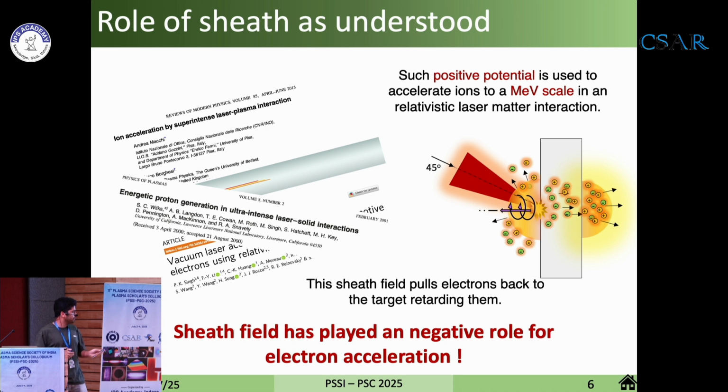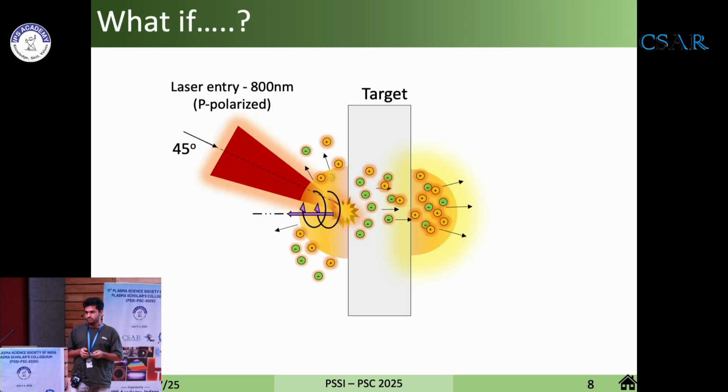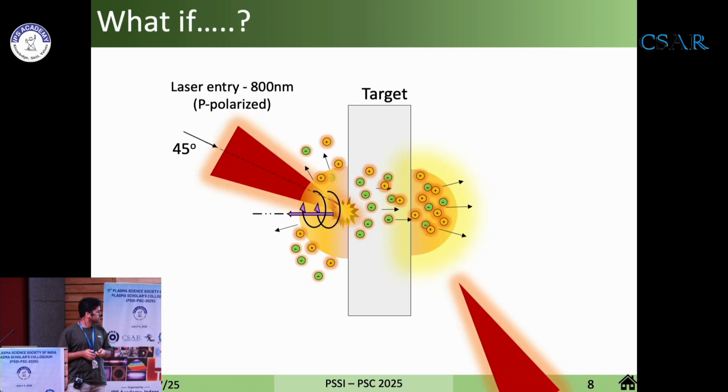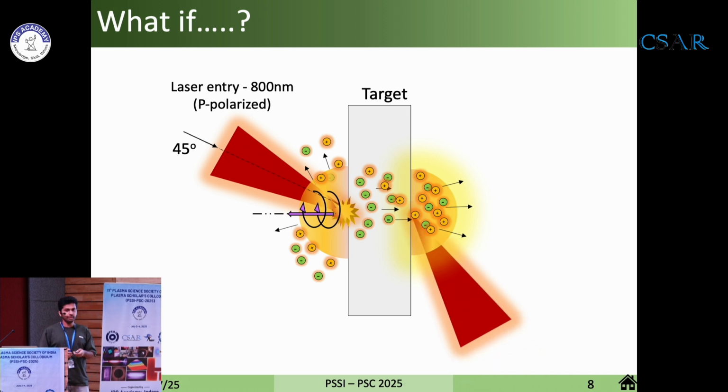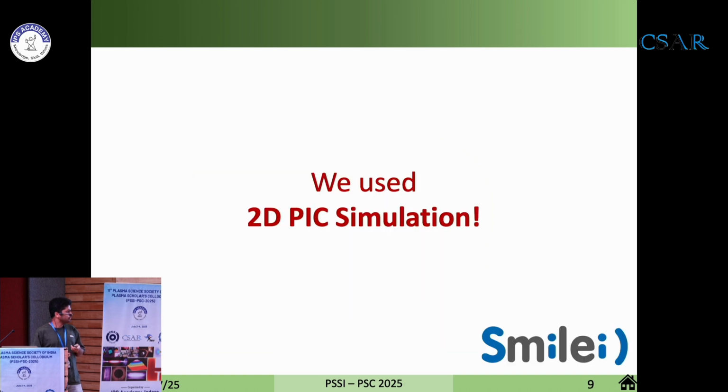So my question is, can we do the reverse? Can we use the sheath field to accelerate the electrons as well? Is there a mechanism? Next, can we modify the geometry to favor the electron acceleration? What if we have this interaction and we time a second pulse into the rear of the target? In the presence of that sheath field, will there be surface electrons at the back? That's the idea. To check this phenomenon, we use a 2D PIC simulation code called Smilei. It's open source software.